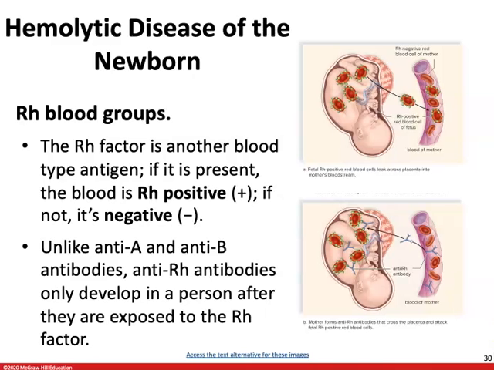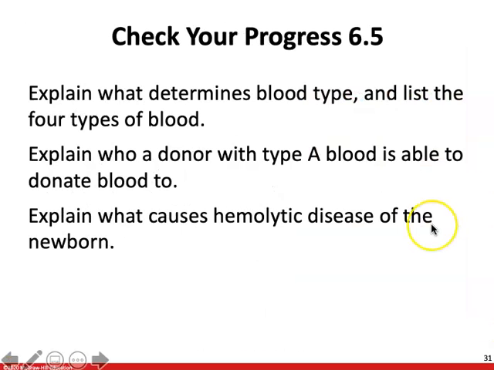All right, so make sure you review the different blood types, what determines blood type, and list those four blood types. Explain who a donor with type A blood is also able to donate blood to. You should be able to do that for all the blood types. Know who can donate to whom and who can receive from whom. And then just have a general idea of what causes hemolytic disease of the newborn.